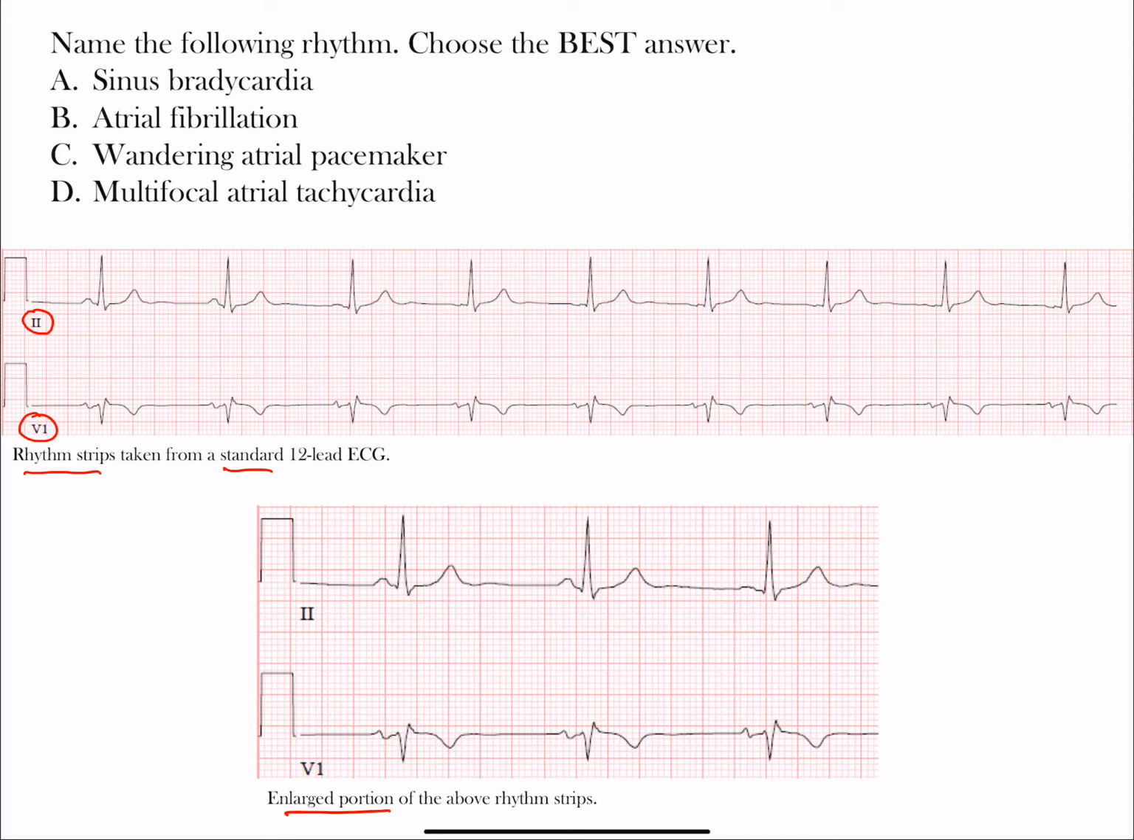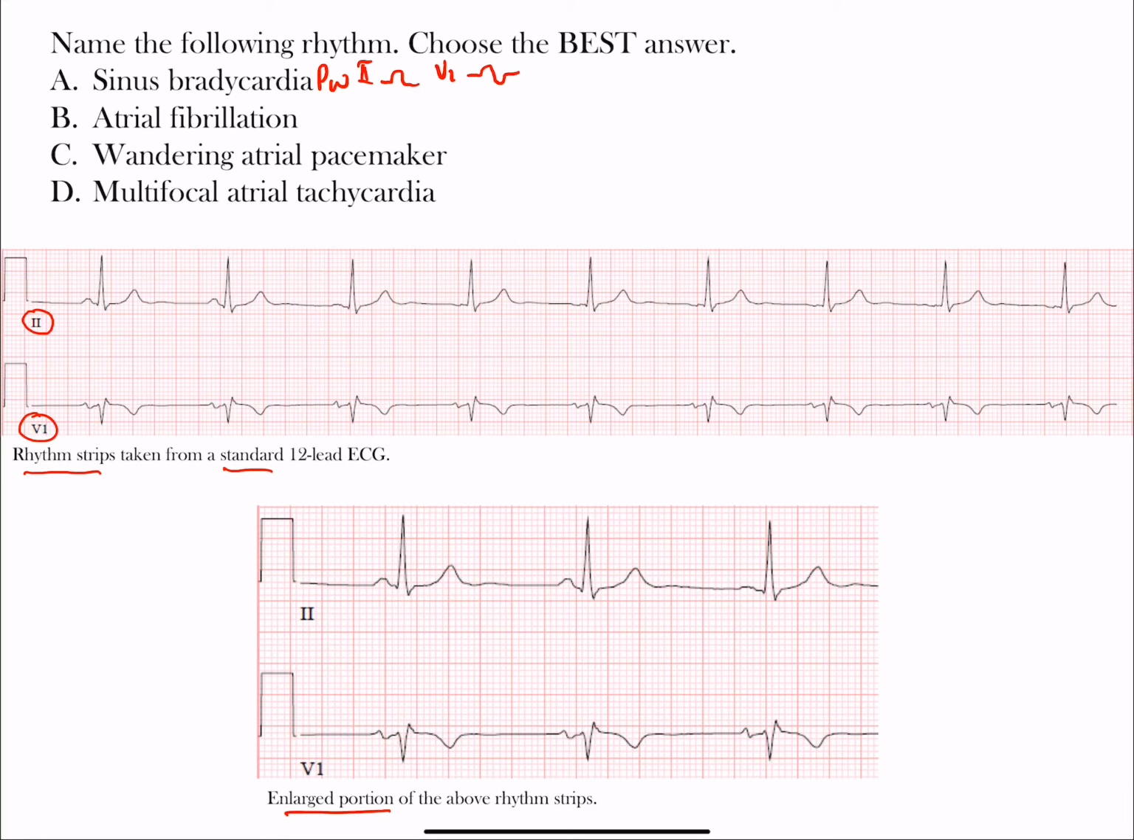Let's go with choice A, sinus bradycardia. So we have 2 leads here. We don't have the full 12 lead, but these are rhythm strips taken from it. What can we tell about sinus bradycardia? Remember that sinus bradycardia has P waves in it. When we look at lead 2, remember they're upright P waves with the same morphology throughout. In lead V1, we would sometimes see biphasic P waves. In those biphasic P waves, the first portion represents right atrial depolarization, and the latter terminal portion left atrial depolarization.